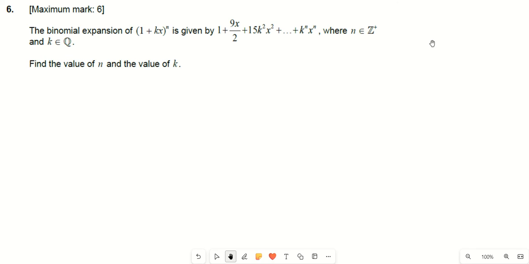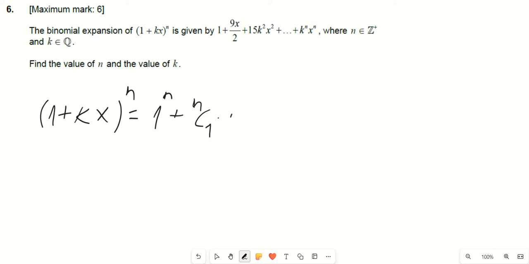Question 6. So here we are given a binomial expansion of the term 1 plus kx to the power of n. If I follow the formula of the binomial expansion, which is given in the booklet, I will get 1 to the power of n plus nC1 times 1 to the power of n minus 1 times kx to the power of 1.